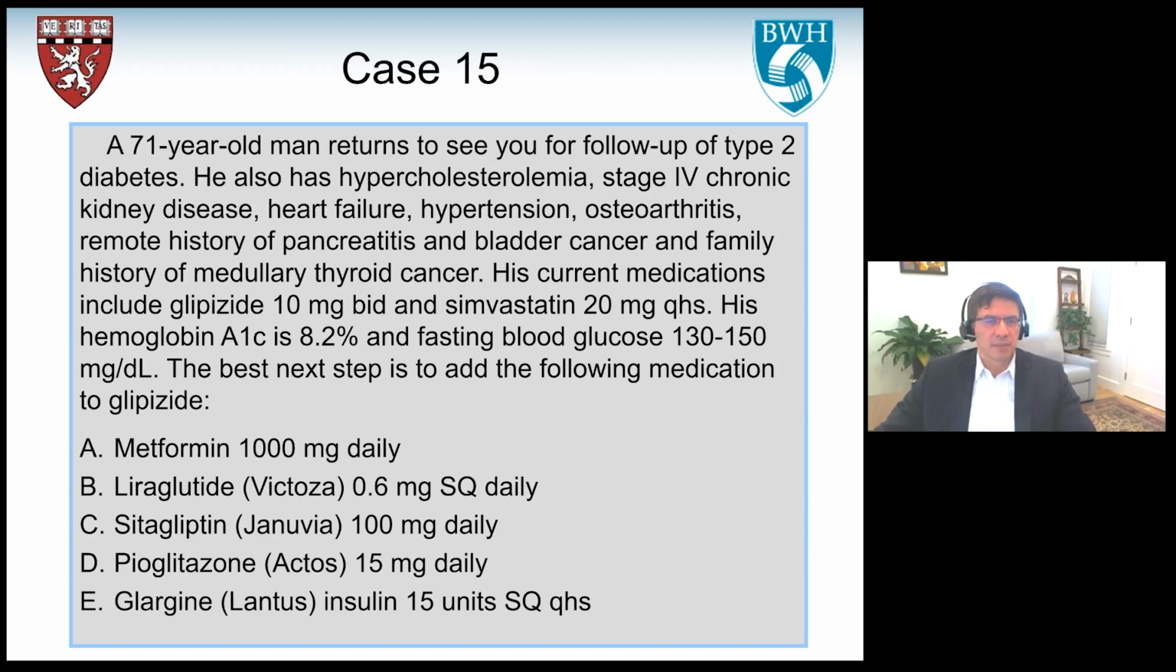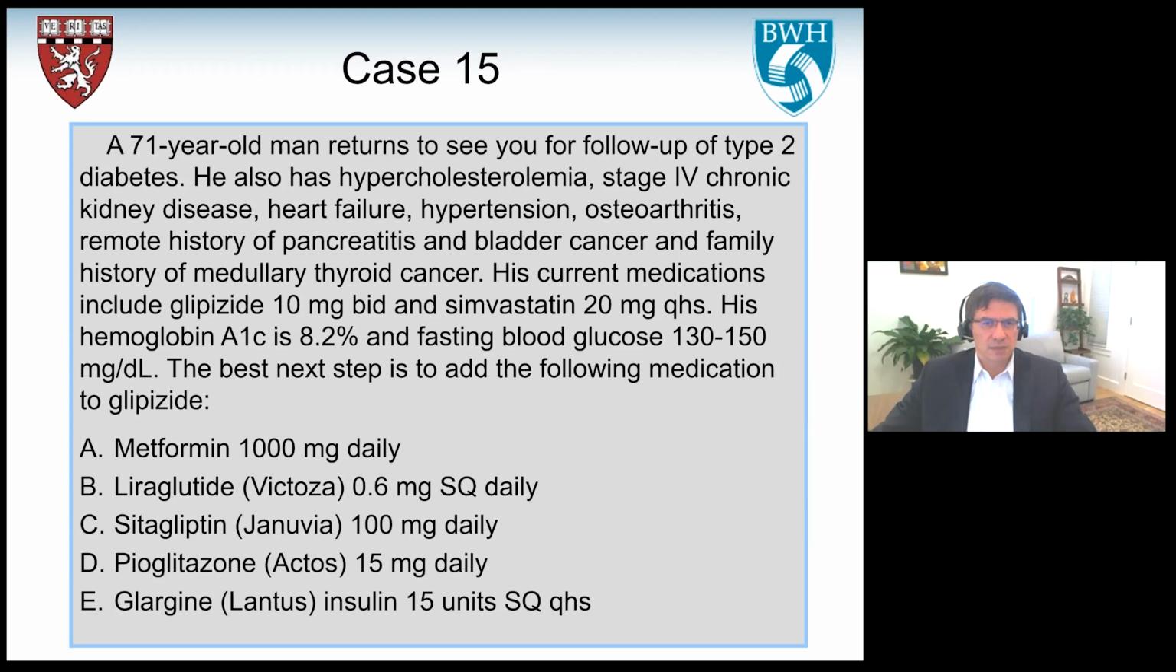Case 15. A 71-year-old man returns to see you for follow-up of type 2 diabetes. He also has hypercholesterolemia, stage 4 chronic kidney disease, heart failure, hypertension, osteoarthritis, a remote history of pancreatitis and bladder cancer, and a family history of medullary thyroid cancer. His current medications include glipizide, 10 milligrams twice a day, and simvastatin, 20 milligrams at bedtime. His hemoglobin A1C is 8.2%, and fasting blood glucose ranges between 130 and 150 milligrams per deciliter.